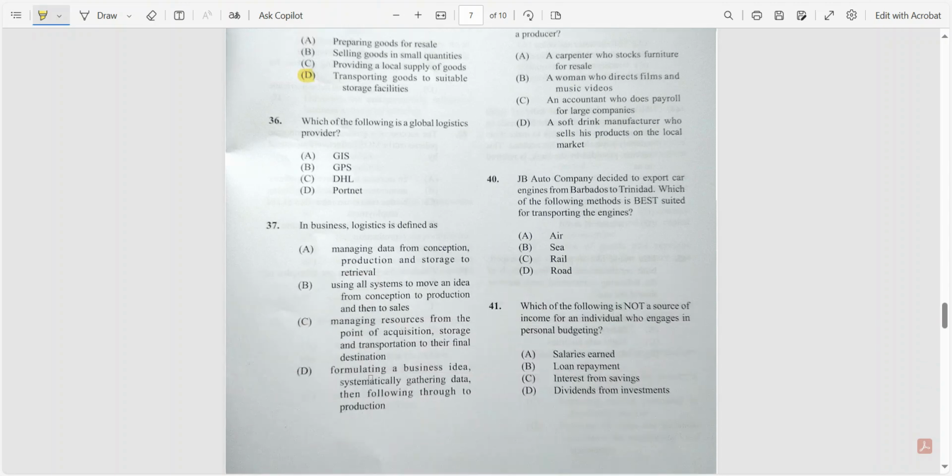Which of the following is a global logistics provider? And the answer is DHL.